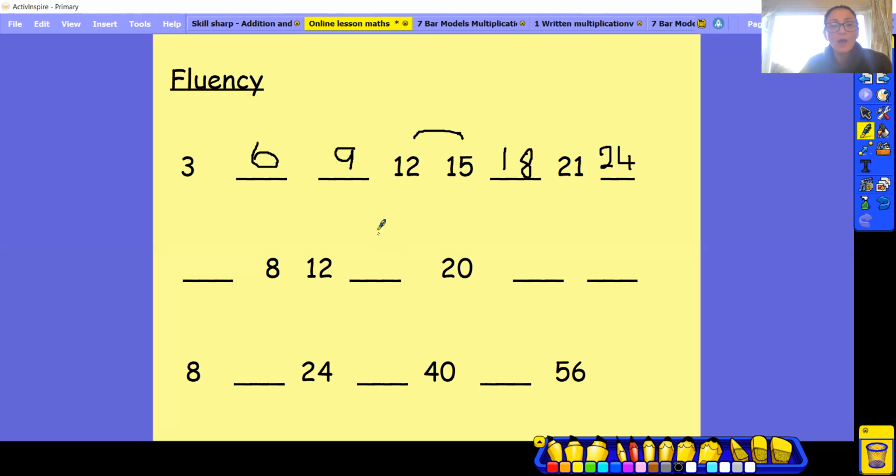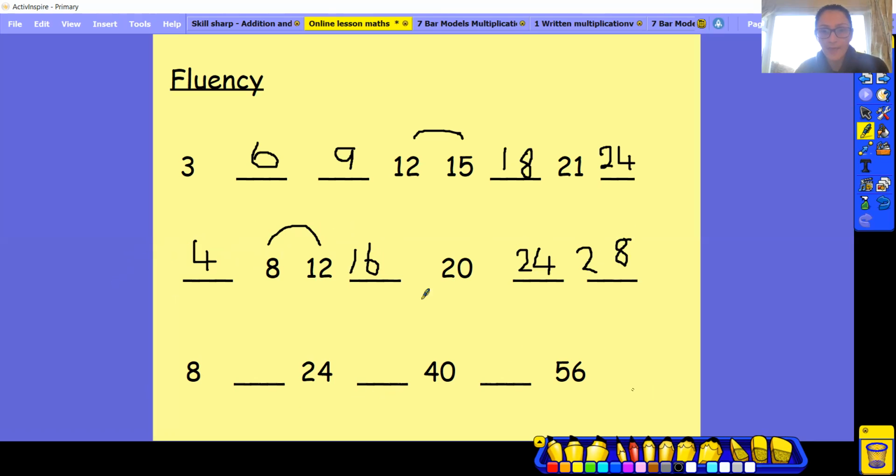Okay, so we need to look at the difference of these two numbers. So we've got 8 and 12. So if I count on from 8, 9, 10, 11, 12. So the difference is 4. So well done if you noticed that. And also, if you know your 4 times tables, you would have noticed that 8, 12, and 20 will come in the 4 times table. So the first one that had to come before 8 would have had to be 4. So we've got 4, 8, 12, 16, 20, 24, and then 28. Well done if you got that.